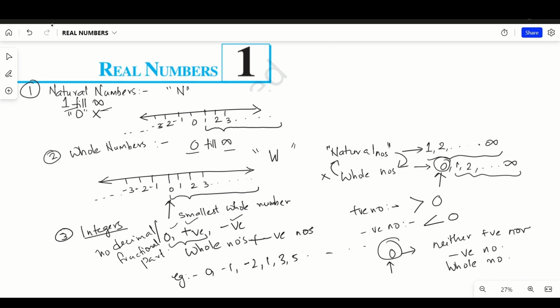So for example, we can write a set of integers, as an integer is represented by the letter Z. So 0, -1, -3, 1, 2, etc. All this is a set of integers.